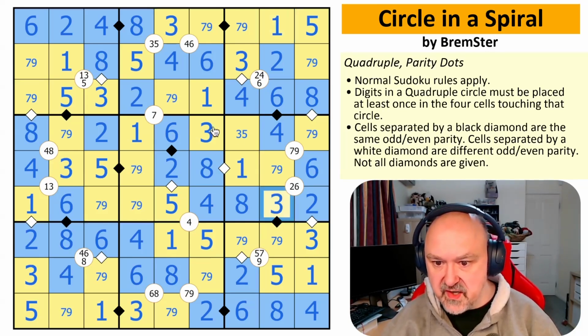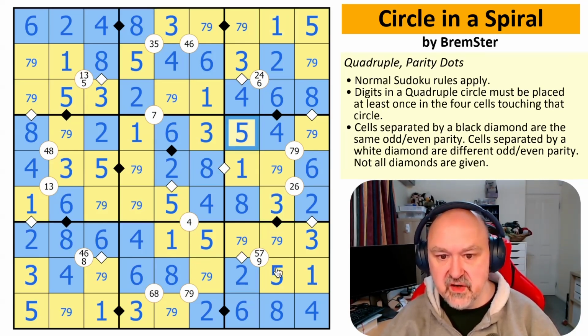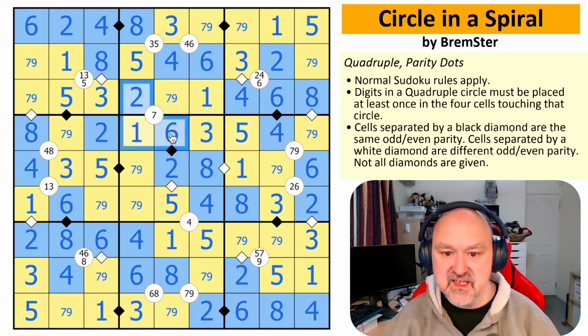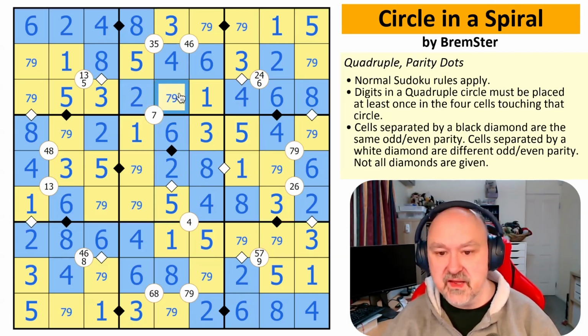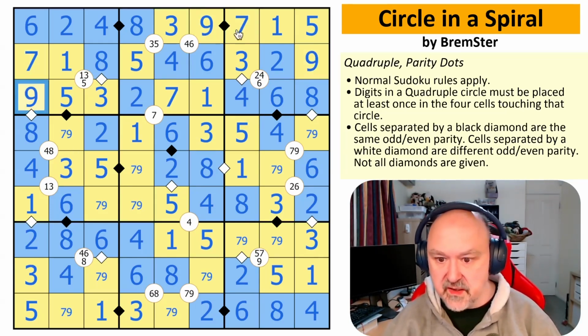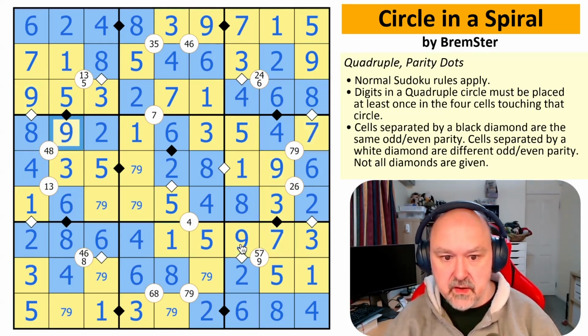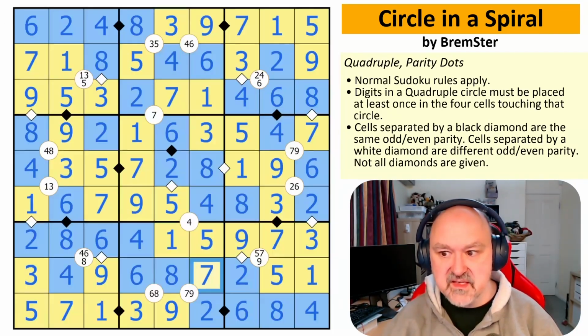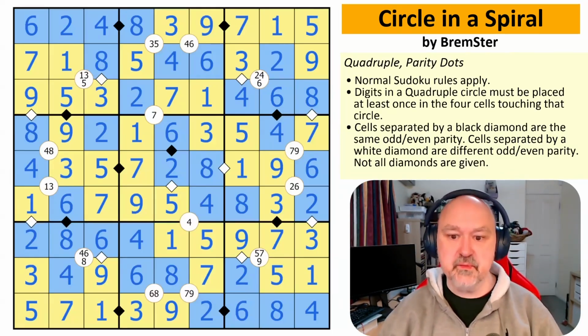This is a 3, this is a 5, and I'm pretty certain I have now resolved everything except the 7s and 9s, which are in a huge deadly pattern, except for the fact that there is a 7 quad right there. So that becomes the 7, that becomes the 9, that becomes the 7, that becomes the 9, and so on, alternating 7 and 9. And that is how you complete circle in a spiral.